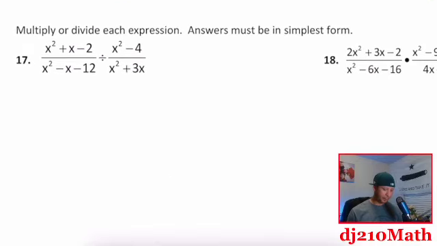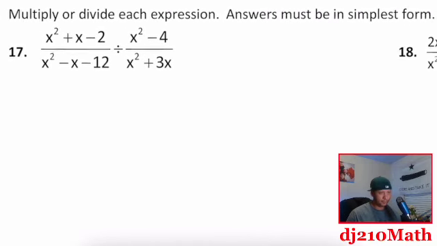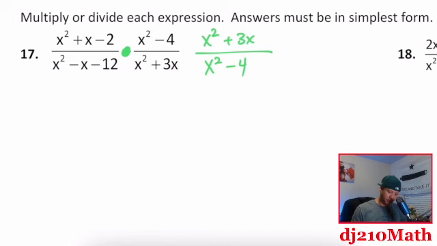All right, that was 16. 17. Multiply or divide, each expression must be in simplest form. First thing I'm going to do, we could factor everything, but at the end of the day, this division needs to change to multiplication, and we got to flip the second one. So x squared plus 3x all over x squared minus 4.